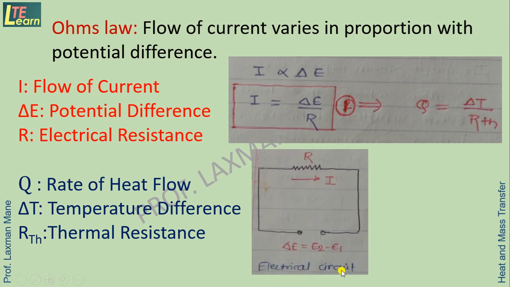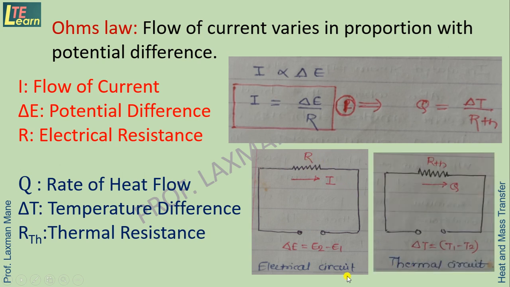Let us see the electrical circuit. These are the 2 points, voltage E1, E2. So the voltage difference is E2 minus E1. Because of the voltage difference, current I is flowing through the circuit, and this is the resistance. The analogous circuit to the electrical one is the thermal circuit shown. Here is a temperature difference T1 minus T2, meaning delta T. The flowing quantity is heat transfer Q and the thermal resistance is RTH.